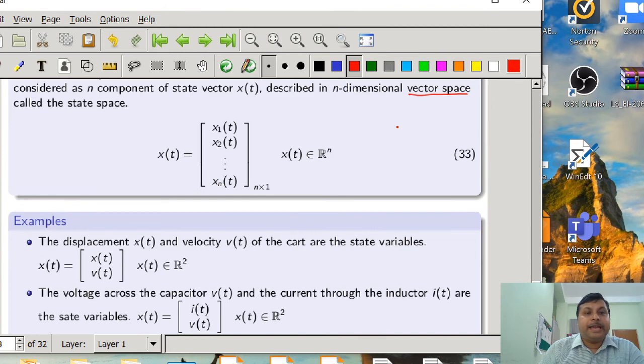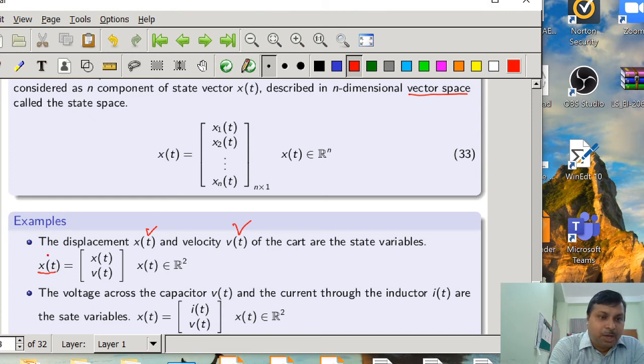And what is the example? In the case of the mechanical system, we have identified that the displacement x(t) and the velocity are the state variables. So to clear your doubt, what we can do is write this one as x bar of t. Okay, so now suppose x bar of t is equal to [x(t), v(t)].